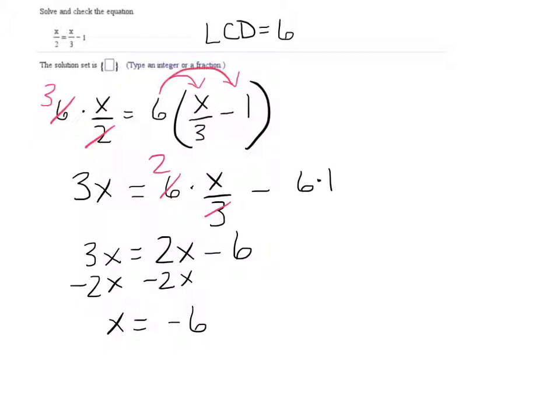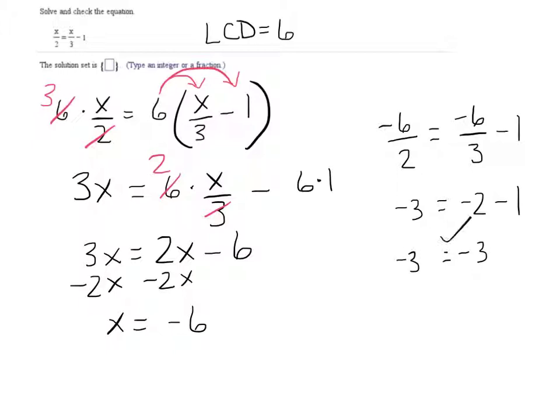A quick check of this solution would be to plug the negative 6 back in for our x and see if we get a true statement. And when we do that, on the left-hand side we have negative 3, and on the right-hand side, negative 6 divided by 3 is negative 2, and then minus 1. And negative 2 minus 1 is negative 3, so it does check out. And that's how those are done.